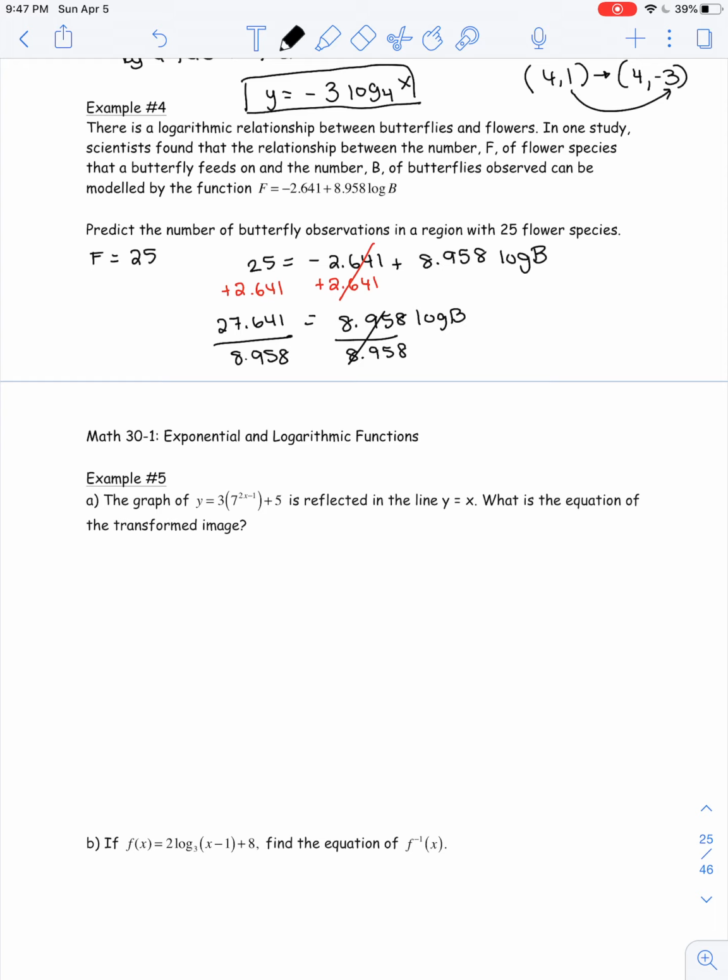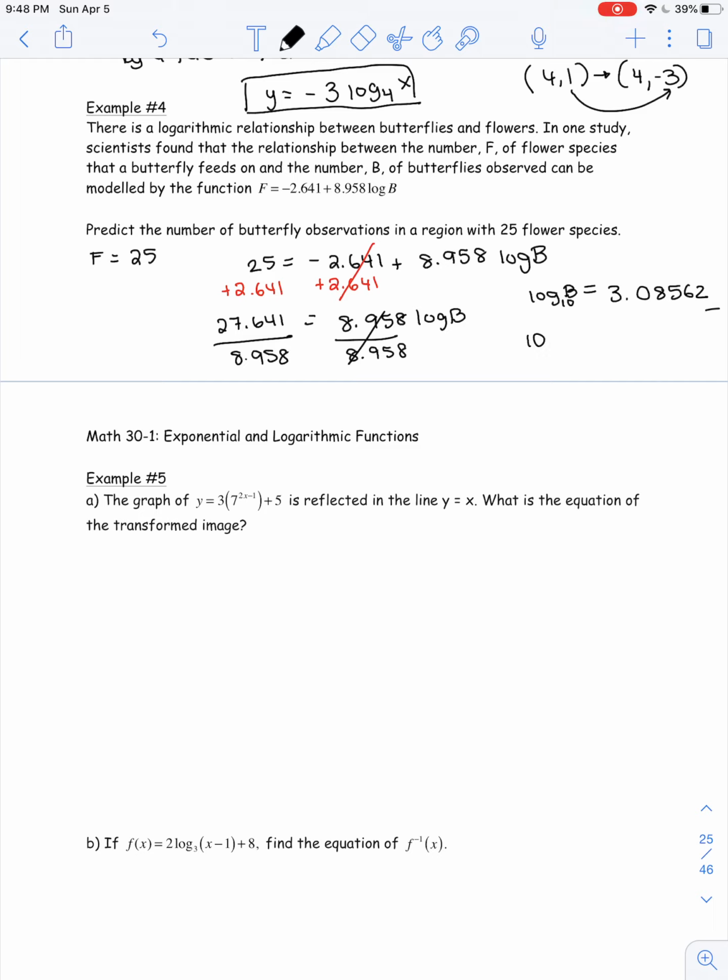27.641 divided by 8.958, we get 3.086. So I'll write that log b. I'll keep a few decimal places just for more accuracy. And then we can change it into exponential form. So remember, the base, if you don't see it, is a 10.